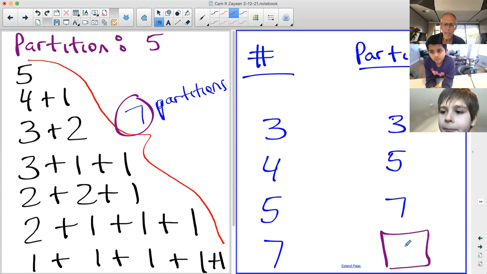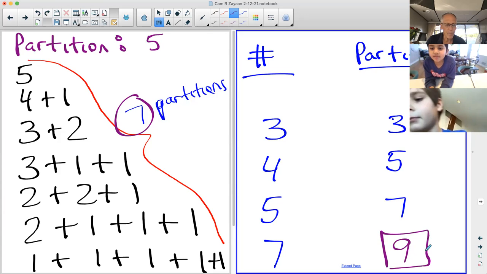And what do you think, Zayaan? I think I should agree with him because 3 plus 2 is equal to 5, which is already there. 5 plus 2 is equal to 7. 7 plus 2 is equal to 9. Yeah, so basically what we're doing is we're counting odd numbers.